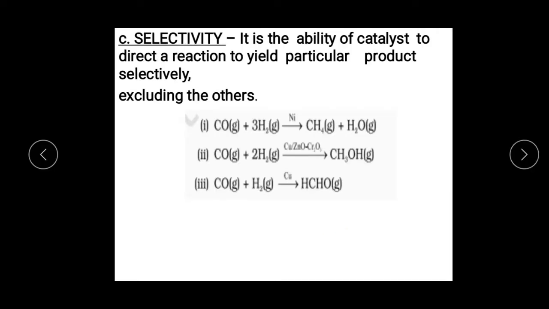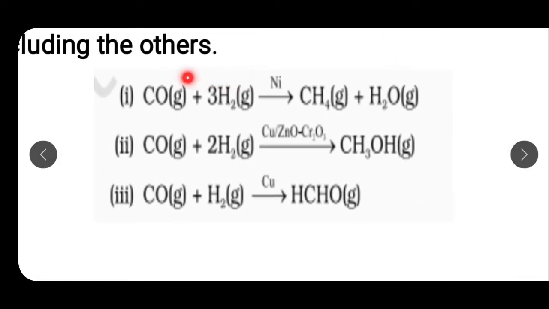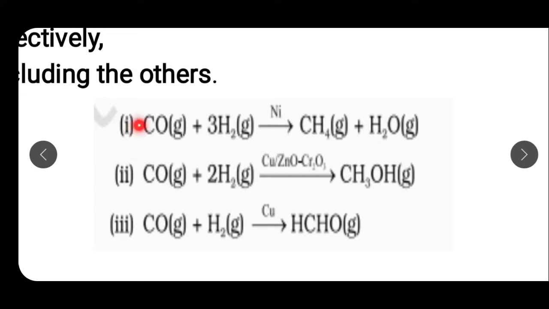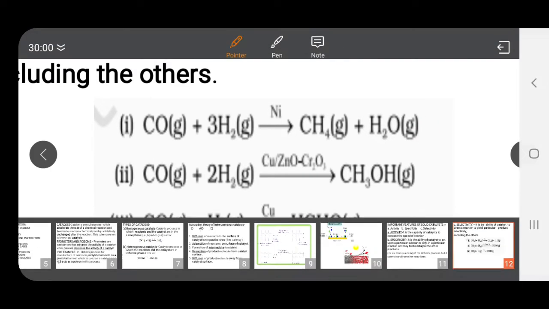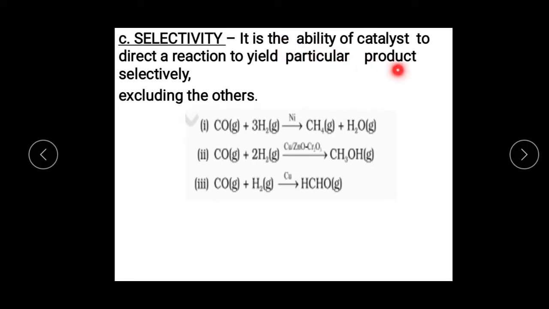Next, selectivity. Now if you look at these three equations, you see the reactants are the same in all the three cases, but catalysts are different. So if we change the catalyst, you look at the products obtained, the product also changes. So selectivity is the ability of catalyst to direct a reaction to yield a particular product selectively. So the three properties of catalysis are over: activity, specificity and selectivity.